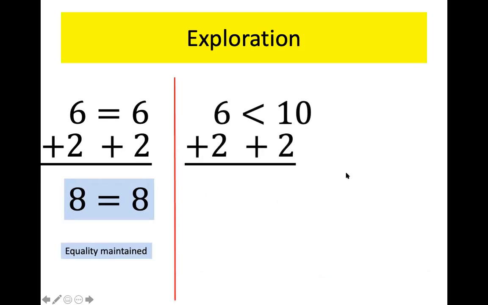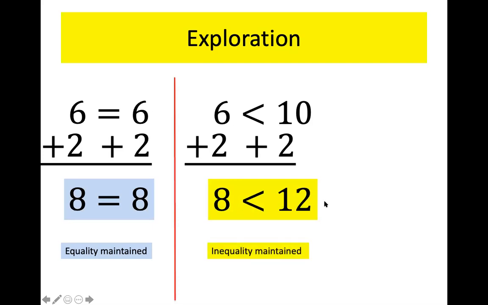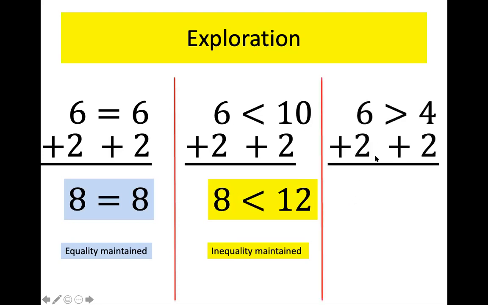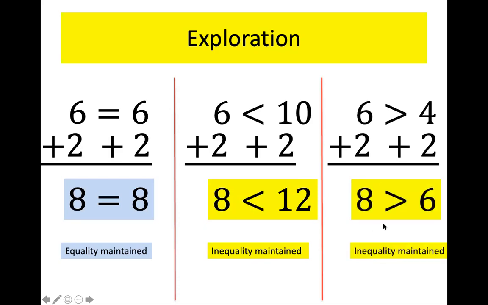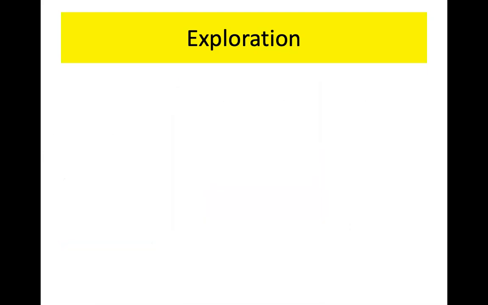I can add the same thing to both sides. And notice I wind up with another true statement. 8 is smaller than 12. Okay. It also works for less than, it works for greater than. Let's add 2 to both sides. We wind up with 8 is greater than 6, which is true. So you are allowed to add the same thing to both sides. You can't add different things, but you can add the same thing to both sides.